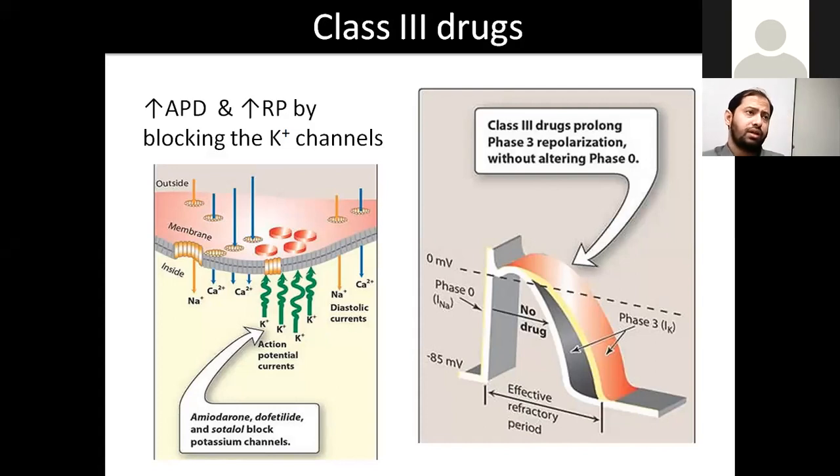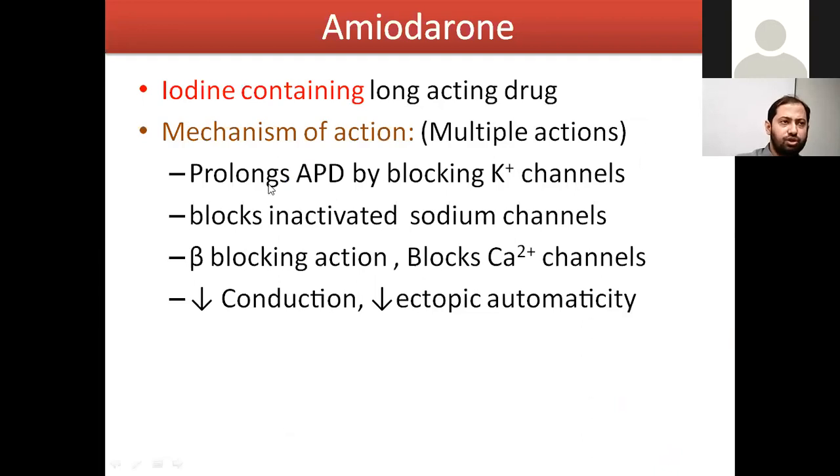Then if we talk about the class 3 drugs, the mechanism of action of class 3 drugs is that these drugs increase the action potential duration. They increase the refractory period by blocking the potassium channels. Class 3 drugs prolong the phase 3 repolarization without altering the phase 0. So you are looking in this picture that class 3 drugs like Amiodarone, Verapamil, and Sotalol are all blocking the potassium channels. So they produce their antiarrhythmic action by inhibiting the potassium channels.